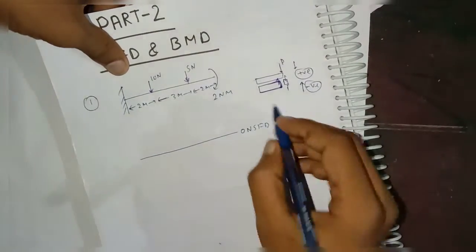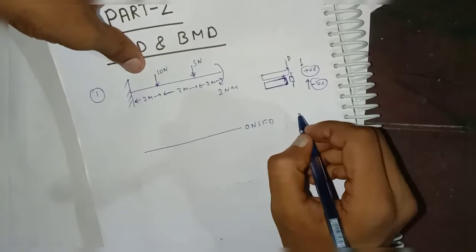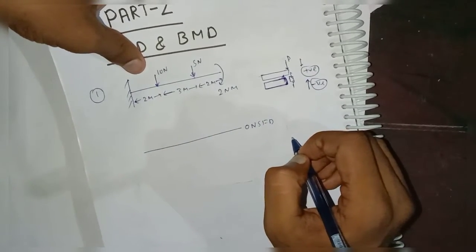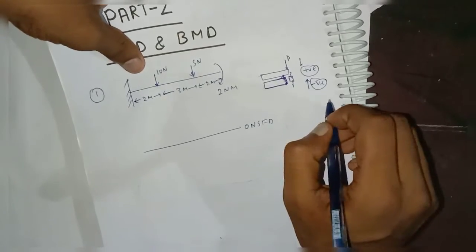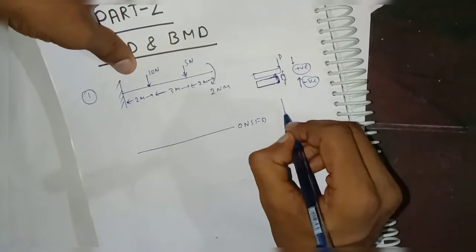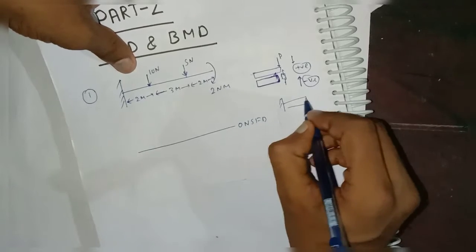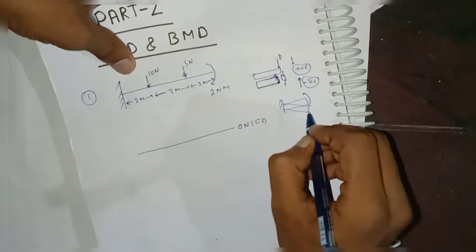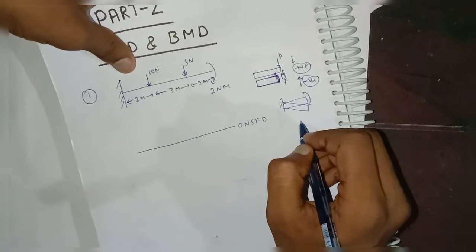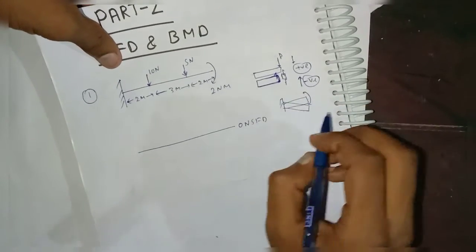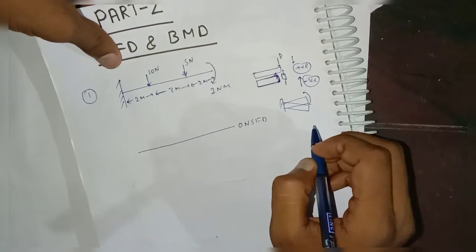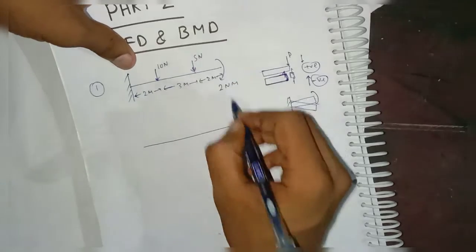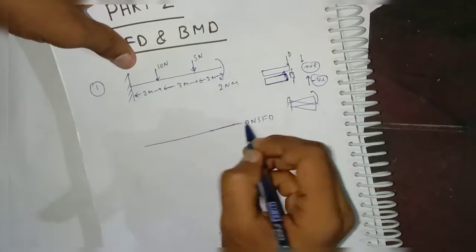Okay, and one more thing, due to this concentrated moment, in your shear force diagram there will be no effect. Because see, suppose this is your beam, and if you're applying some moment, this moment can only bend your beam, right? It cannot shear. So that's why, due to concentrated moment, your shear force diagram will not be affected. So due to this 2 Newton meter, nothing is going to happen in your shear force diagram.